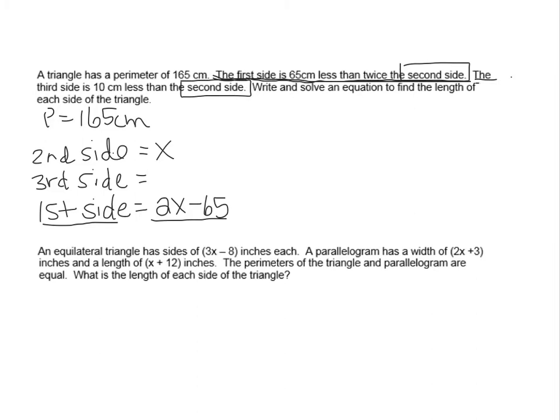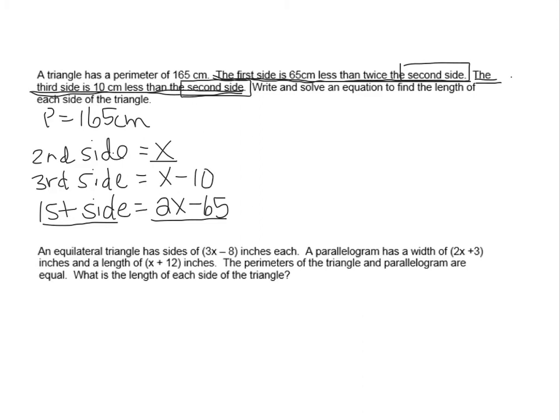Here it says the third side is 10 centimeters less than the second side. Remember, the second side is being represented by x. Well, if the third side is 10 centimeters less than the second side, that would be the second side minus 10.